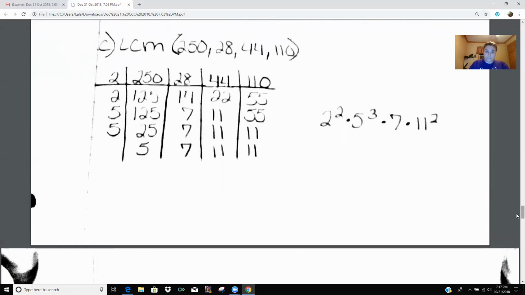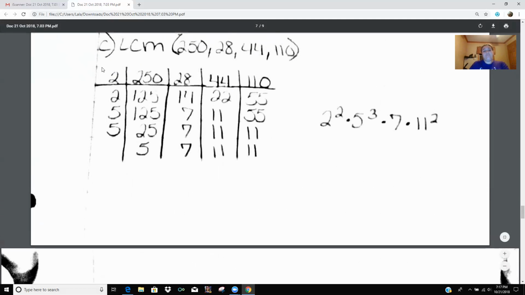So the least common multiple of 250, 28, 44, and 110. So you write those out. It goes into 2, 125 to 14, 22 to 55. 2 again, 2 doesn't go into 125, so you bring it down. 2 goes into 14 7, 2 goes into 22 11, and doesn't go into 55, so you bring it down.